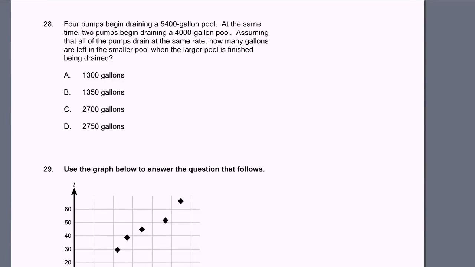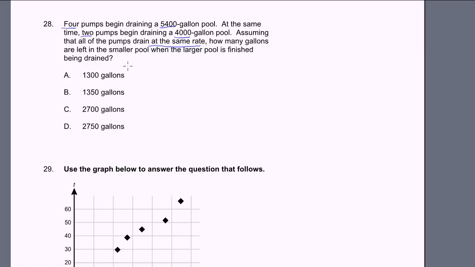On problem 28, 4 pumps began draining a 5,400-gallon pool. At the same time, 2 pumps began draining a 4,000-gallon pool. Assuming that all of the pumps drain at the same rate, how many gallons are left in the smaller pool, so in the 4,000-gallon pool, when the larger pool is finished being drained?